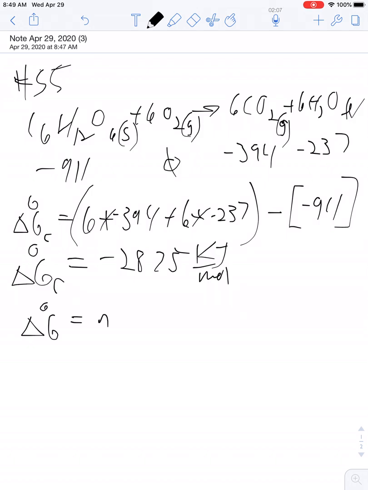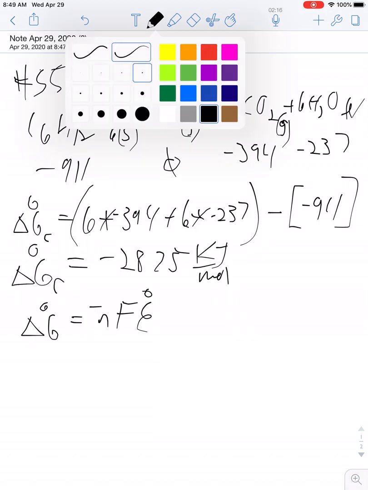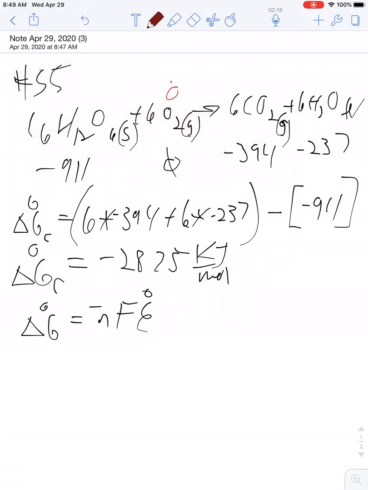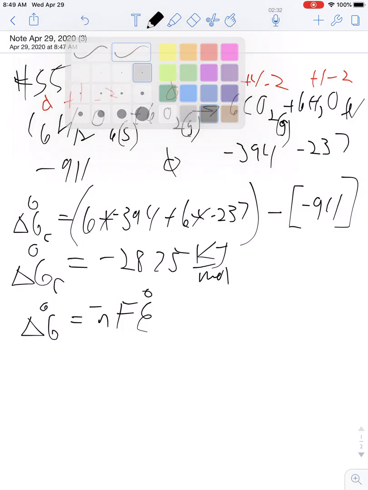delta G is equal to NFE. Okay? We need to know how many electrons are transferred. In order to do that, we need to figure out who's being oxidized and being reduced. So it looks as if the carbon is being oxidized and the oxygen is being reduced. So I'm going to just squeeze this.